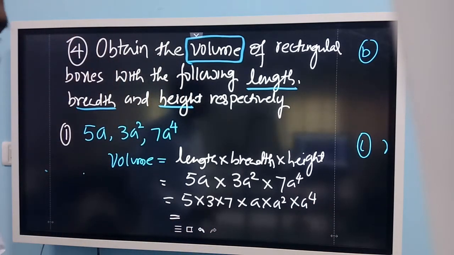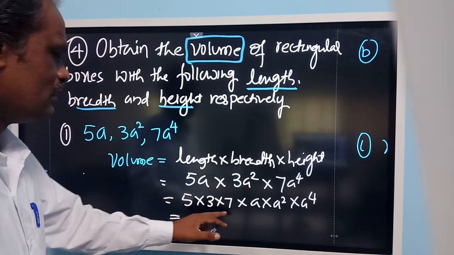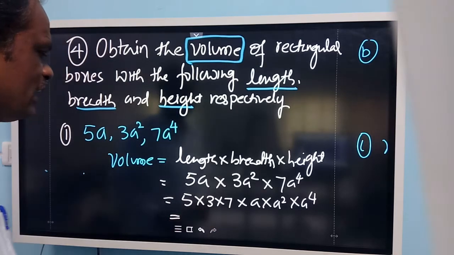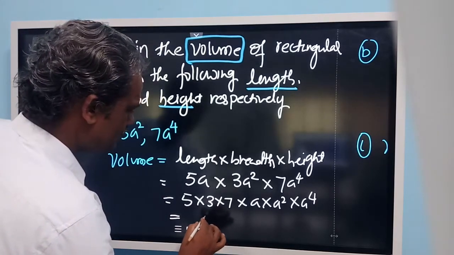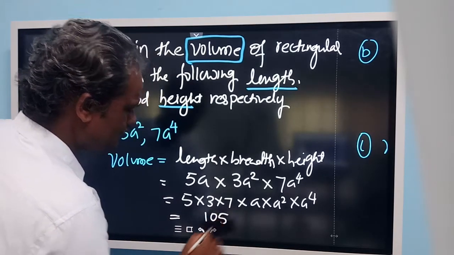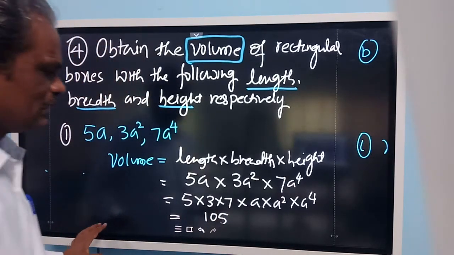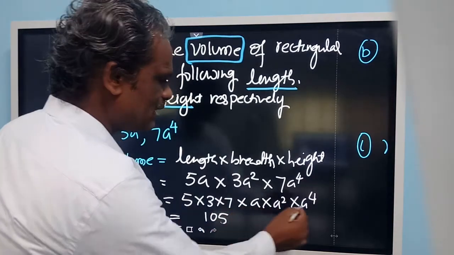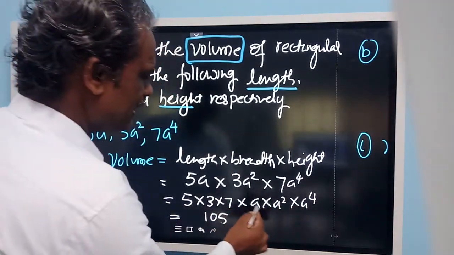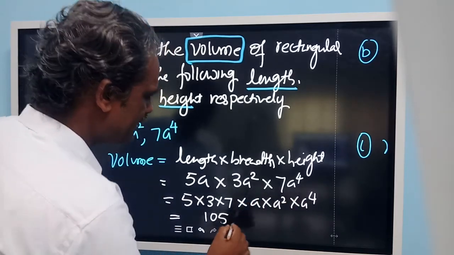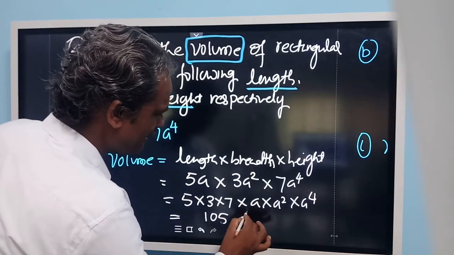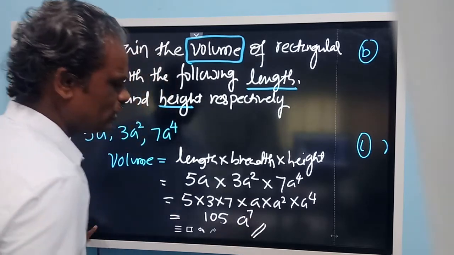Now, so look at this. Multiply this one. See all this 7 3s are 21. 21 into 5, 105. Now, see look at this. All these having the same base, A. Exponent you see. 4, 2, 1. Add them. A to the power 7.